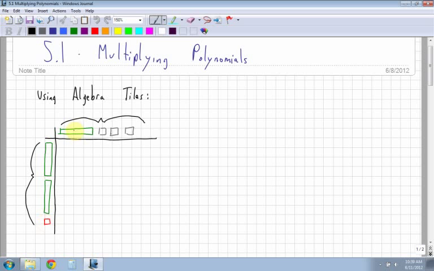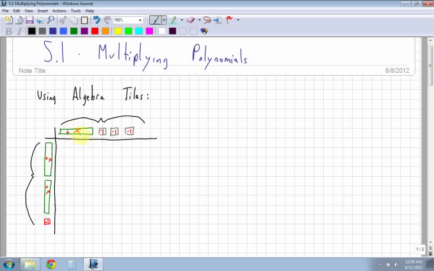You have X tiles, and you have 1 tiles. This is what is called a positive X tile. These are positive X tiles. These are negative 1 tiles. If it's red, it's a positive 1 tile. On the provincial exam, they color them differently, and you'll have to know, and I'll explain that in Chapter 5.3. So in this one, for now, we'll just leave it like this, keep it simple.